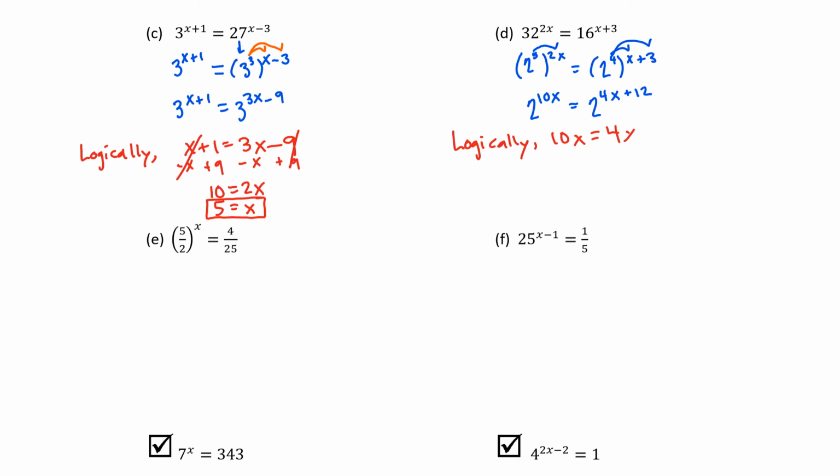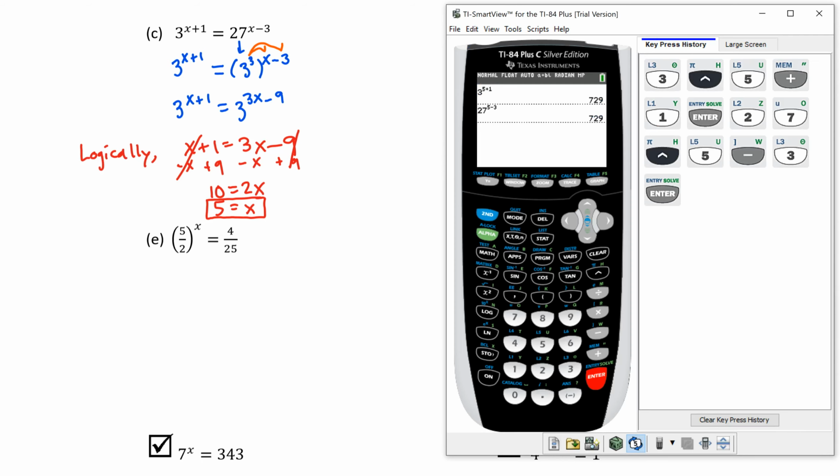We have achieved like bases, therefore, we can say then, logically, the exponents must be the same. 10x equals 4x plus 12. We can solve this little linear equation by subtracting 4x from both sides and then dividing both sides by 6, and we come up with the solution x equals 2.